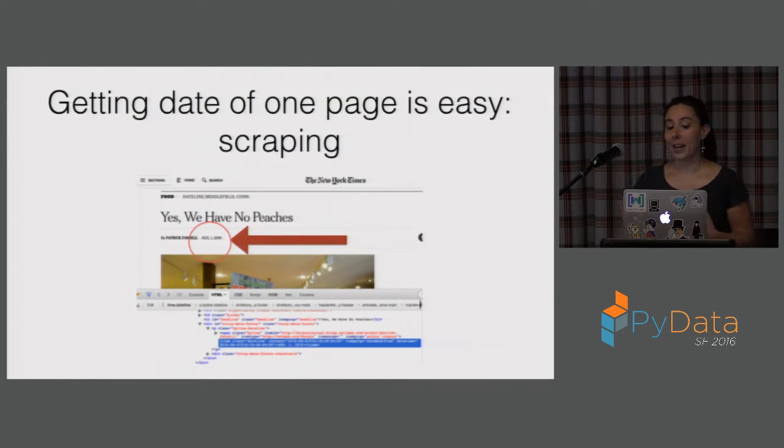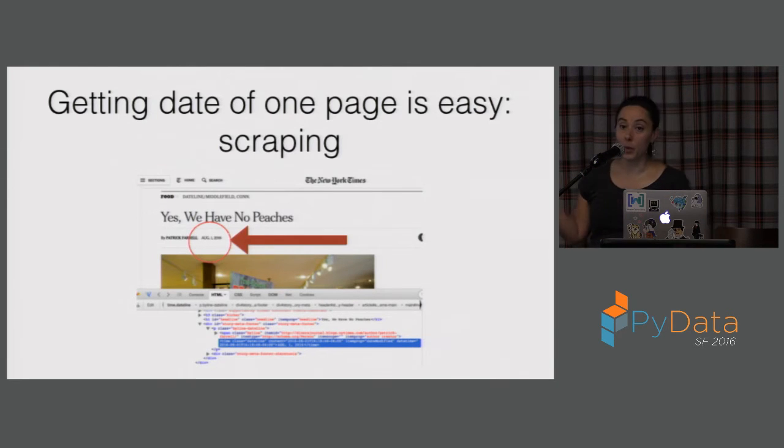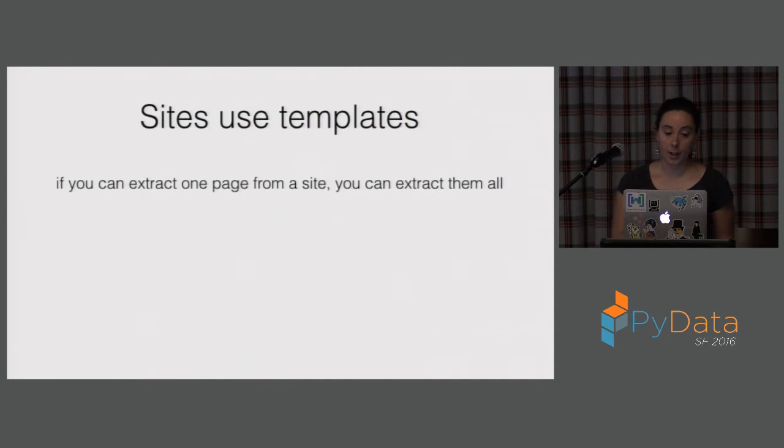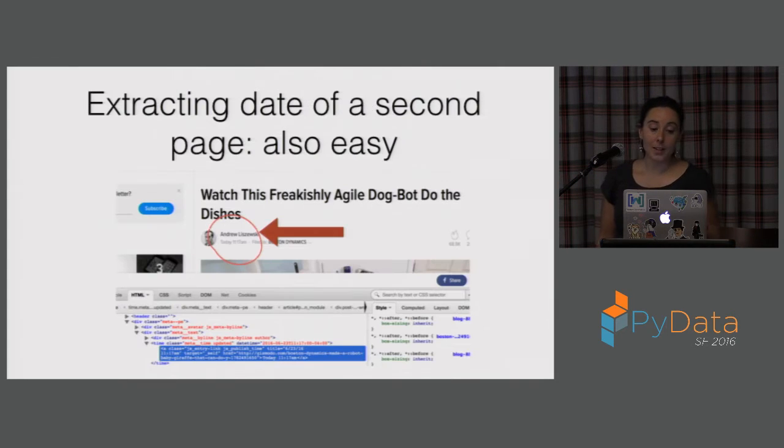So let's say you want to get the date of one page. That's pretty straightforward, right? You just use scraping. You can use Scrapy or Beautiful Soup or LXML or whatever your tool of choice is. You can look at the DOM and extract the date from there. And since sites use templates, if you can extract one page from a site, you can typically extract them all. Let's say we add a second site to this, that's also fairly straightforward.